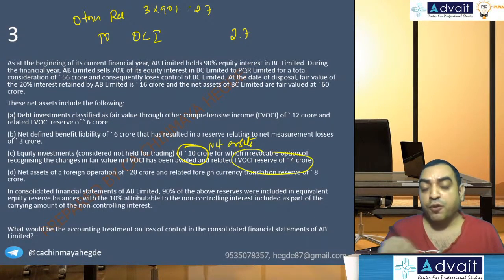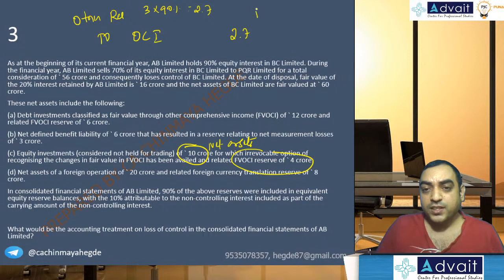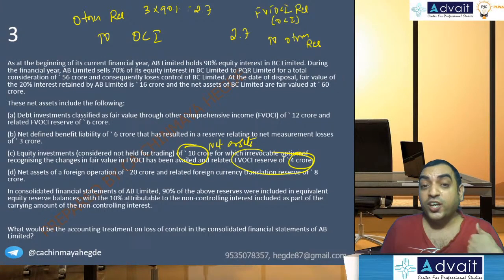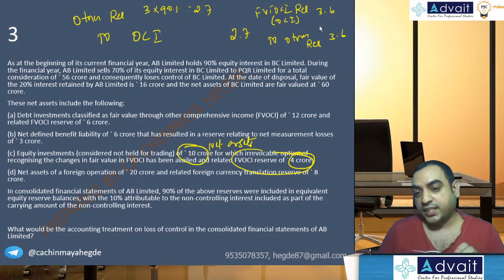Now the FVTOCI reserve of 4 crores is not to be recycled to P&L account. Not to be recycled to P&L account means it should go to other reserves. How much to other reserves? Not 4 crores, only the holding company share, 4 crores into 90%, that is 3.6 crores. FVTOCI reserve 3.6 crores to other reserves 3.6 crores.